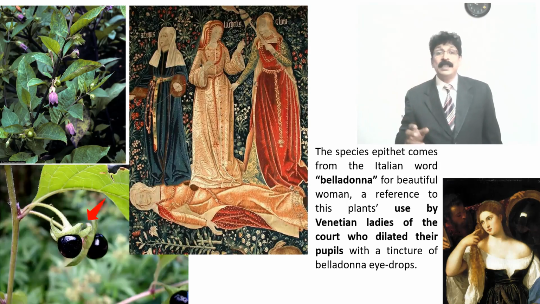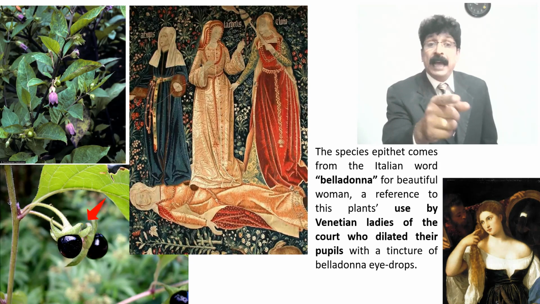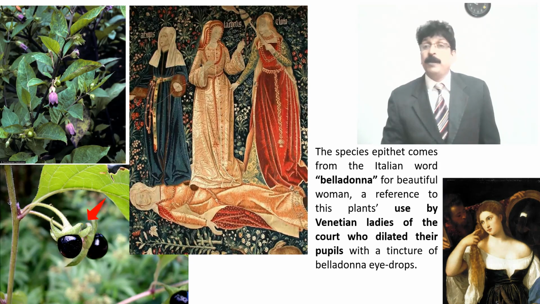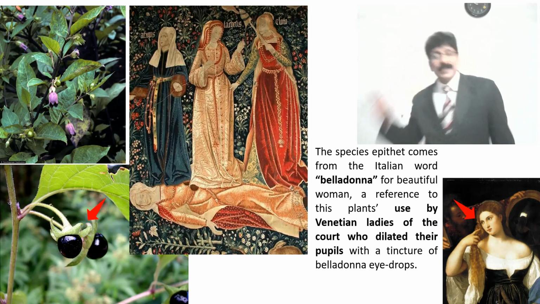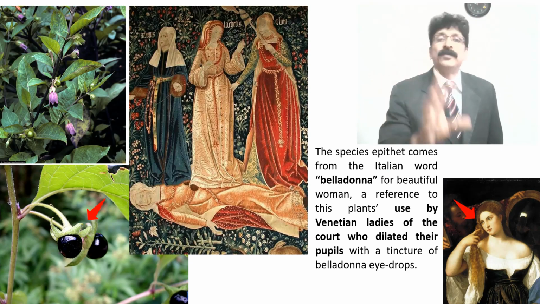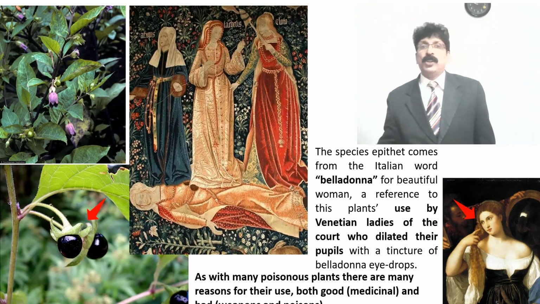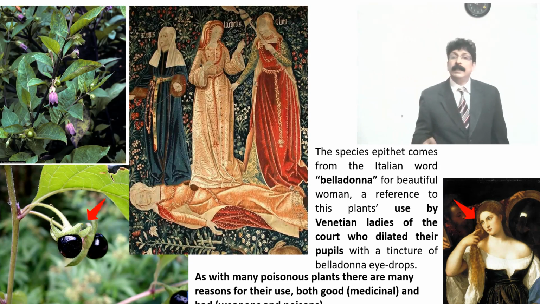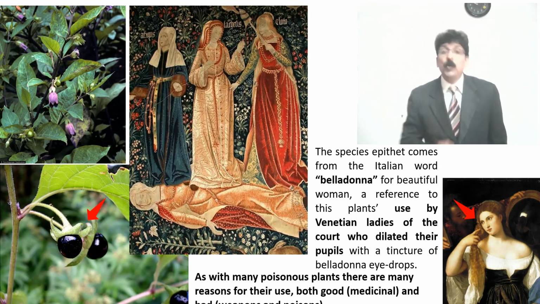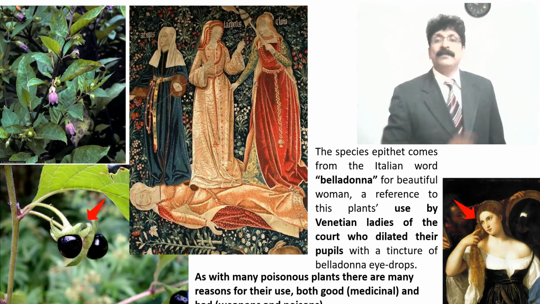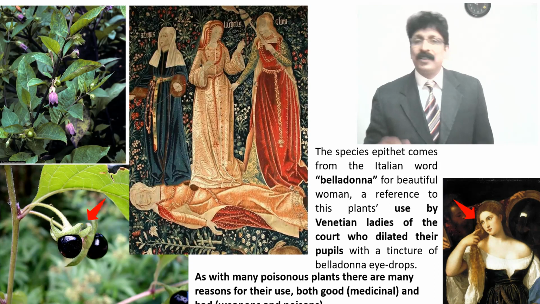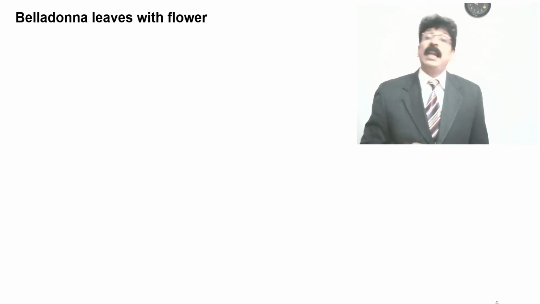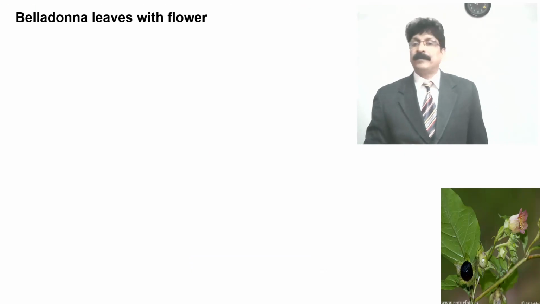You can see this berry also, a very beautiful berry, the arrow from the top shows you the berry, and they used to put drops in the eye to make them more beautiful and attractive. And it has been used for poisoning also in those days. As with many poisonous plants, there are many reasons for their use, both good medicinal and bad, as a weapon or poison also. So you can see belladonna leaves with flowers like this.